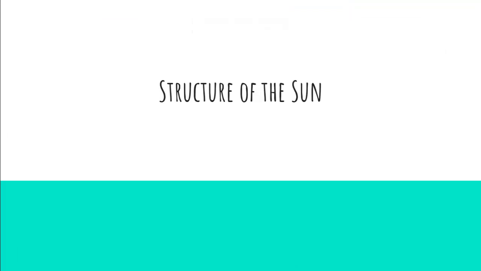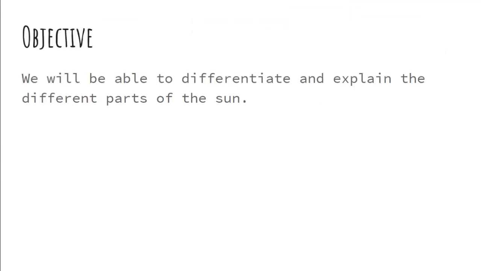Anyway, this lesson is about the structure of the sun and the star, which goes with the lesson about the lifespan of the star, which will go after this video. So, what we plan to do is differentiate and explain the different parts of the sun. The sun is separated into multiple parts, like the Earth, where it has the core and the mantle, the crust, etc. So the sun has different parts as well.